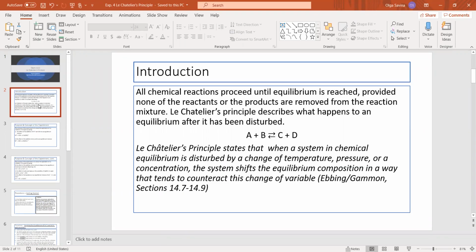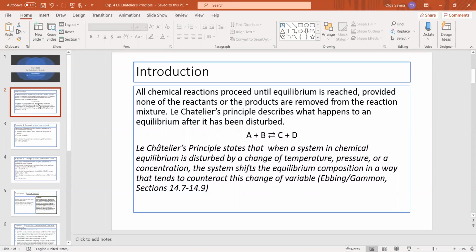So all chemical reactions proceed until equilibrium is reached, which means basically that we have two processes. We have the forward reaction, when reagents form products, and we have the reverse reaction, when products form reagents. And the rates of these two processes are actually equal. This is one thing that we can learn just looking at this equation, when A reacts with B, producing C and D.